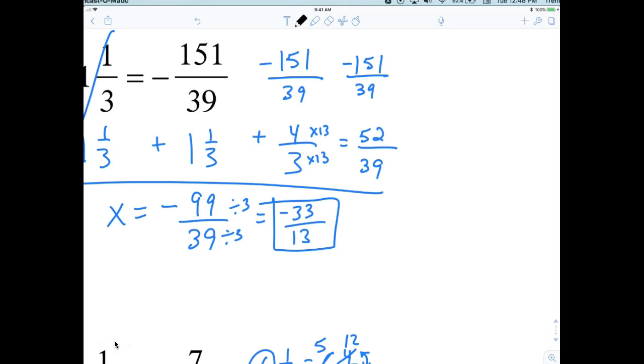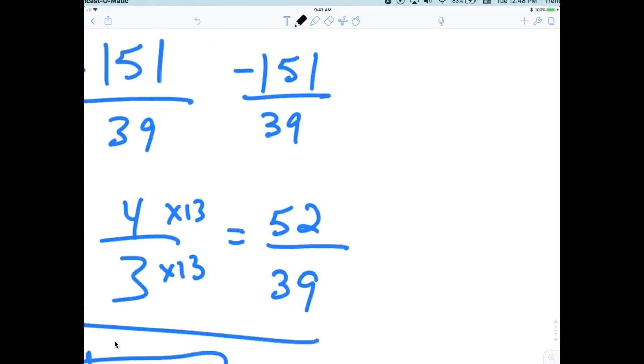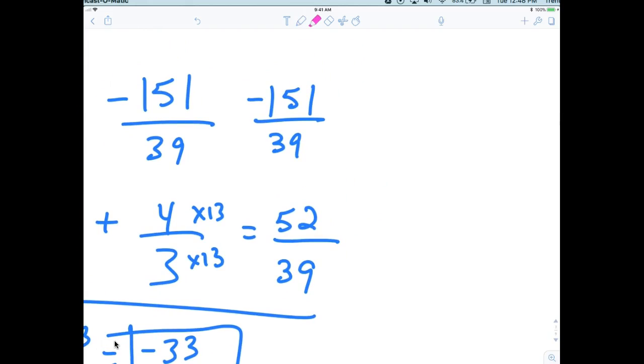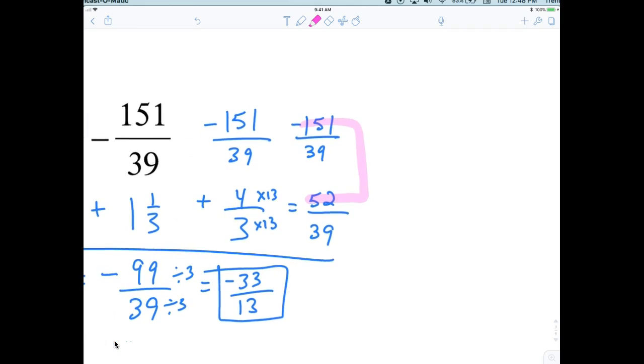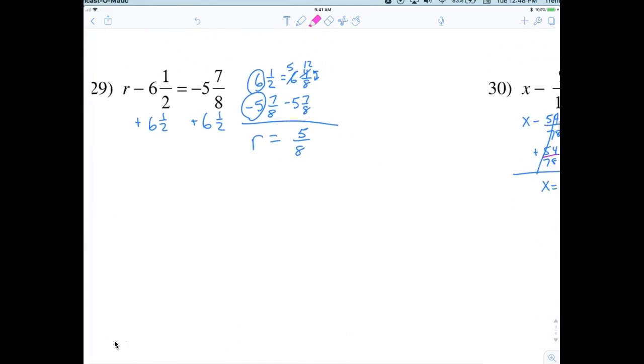Oh, and then you said... Yes. Okay, yes, ma'am. How did you get from 52 to negative 99? Because I subtracted these two right here. Oh, I thought it was like sideways. Nope, you're good. Everything is fine, as long as you know. All right, here we go.